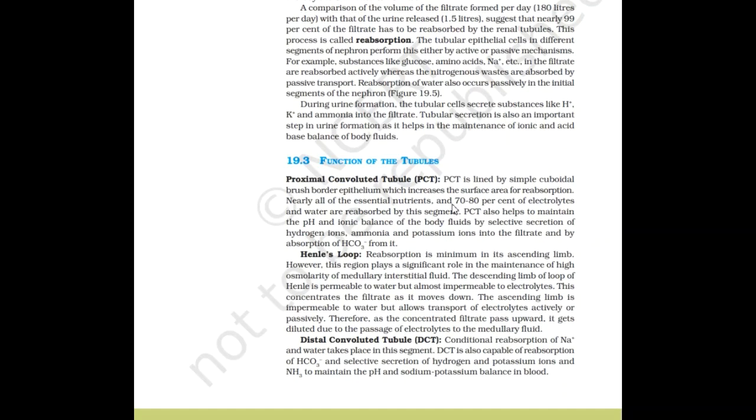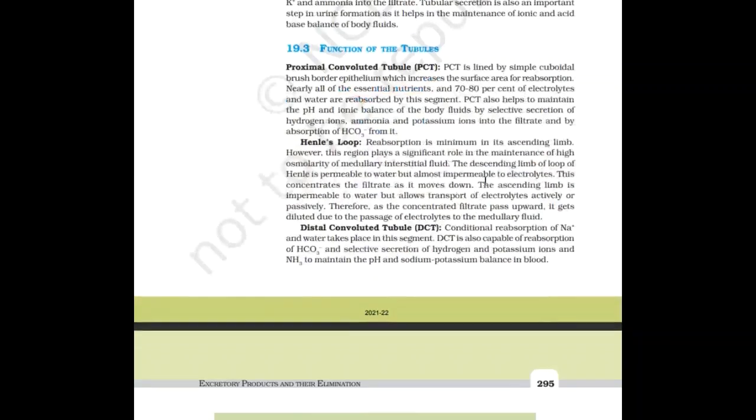During urine formation, the tubular cells secrete substances like H+, K+, and ammonia into the filtrate. Tubular secretion is also an important step in urine formation, as it helps in maintenance of ionic and acid-base balance of body fluids. Let us see the function of the tubules.